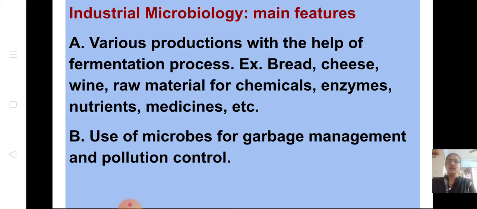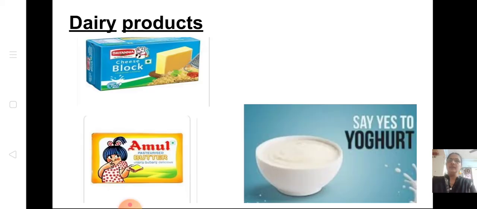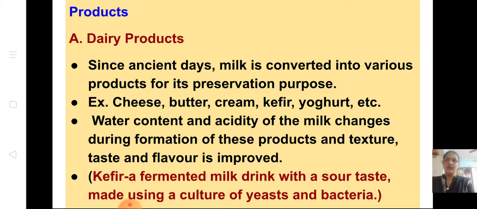So the first part we are going to learn is dairy products. Under dairy products, what all can come? Yogurt, butter, cheese, paneer, many of these milk products come under dairy products. Since ancient days, milk has been converted into various products for preservation. This we all know. If you keep the milk as it is, it will get spoiled. So it is converted into other products for the sake of preservation.